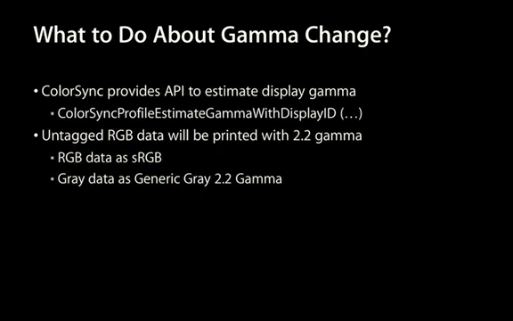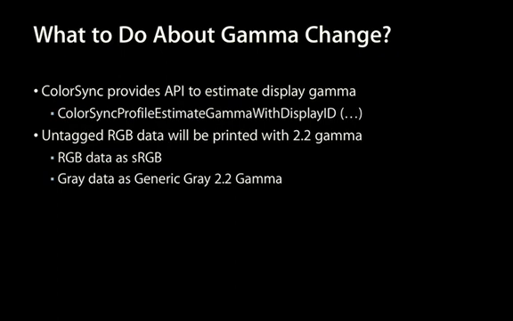We realized that this is a process of transition, so we added a ColorSync API, which allows you to very quickly find out what the current gamma of the display is, if you're running on the old system, which was still supporting 1.8, or you're already on Snow Leopard and 2.2. The important point I'd like to make at this moment is that untagged RGB data will be printed differently on Snow Leopard than it was before. Again, kind of aligning with what is happening out there.